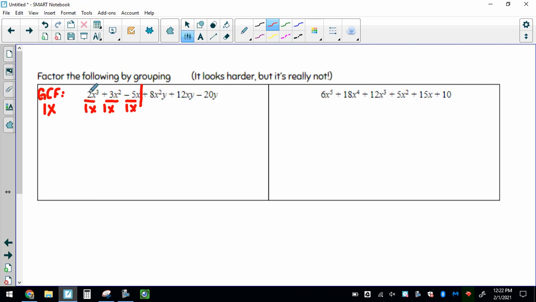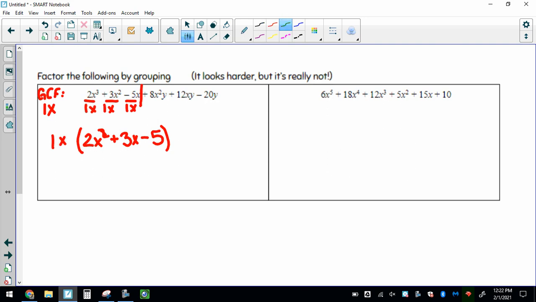All right, 2 divided by 1 is 2x squared. 3 divided by 1 makes 3x. 2 minus 1 makes just the 1. Negative 5 divided by 1 makes negative 5. X divided by x. So 1x minus 1x makes no x's left. So there's my remainder with the GCF of 1x.